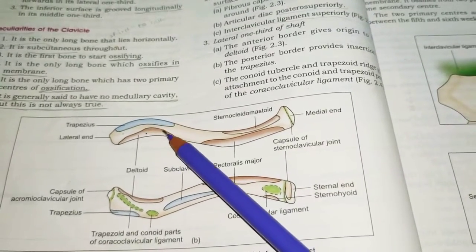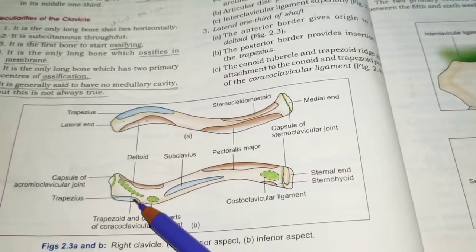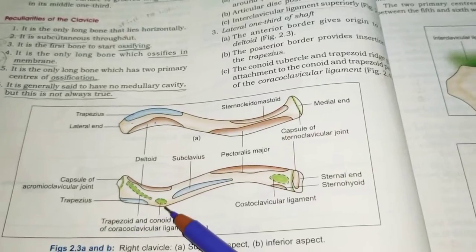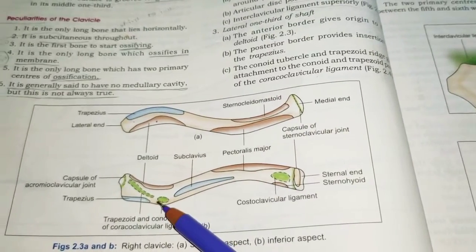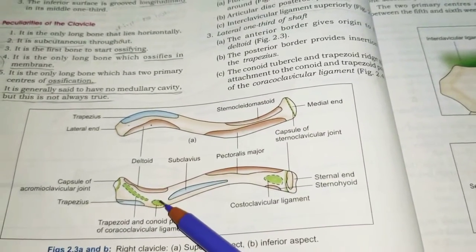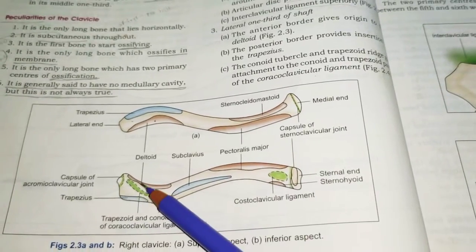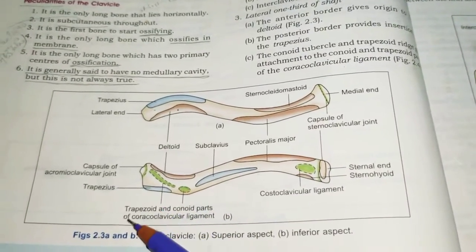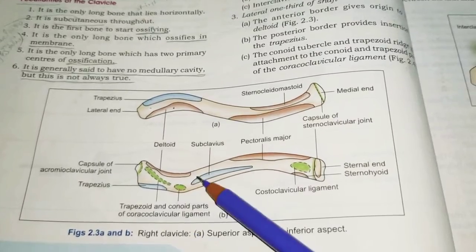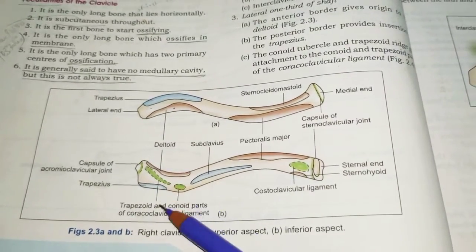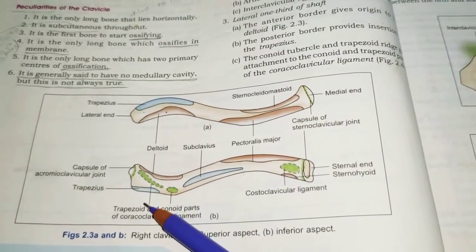Next, the inferior aspect. On the inferior aspect of the lateral one-third, there will be, of course, the conoid tubercle and also the trapezoid ridge. They attach the conoid and trapezoid parts of the coracoclavicular ligament. So the coracoclavicular ligament has a conoid part and a trapezoid part, and both attach to this lateral part.